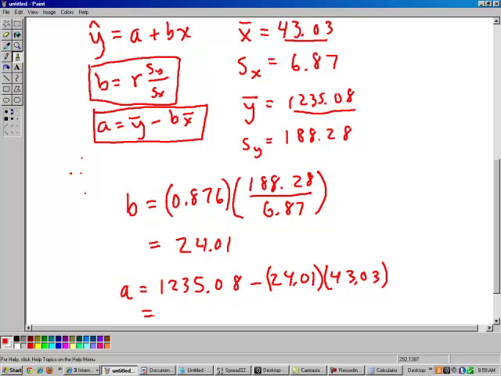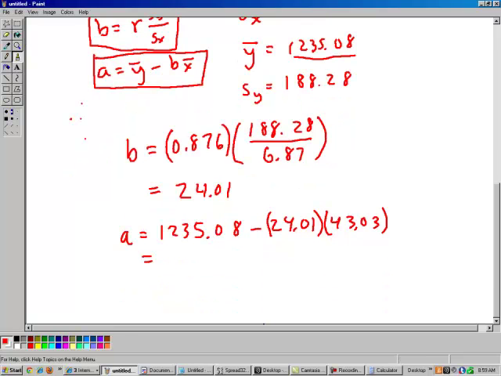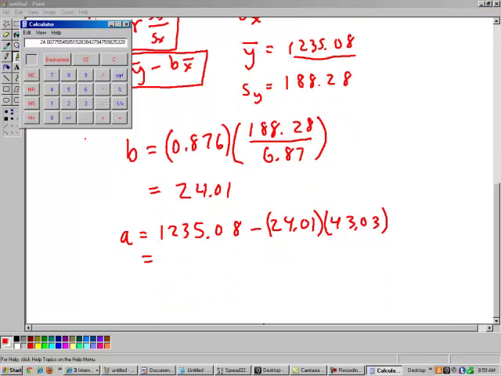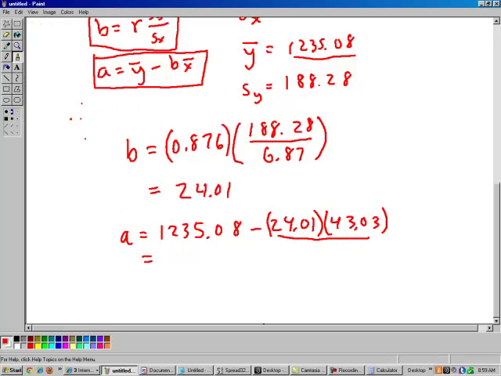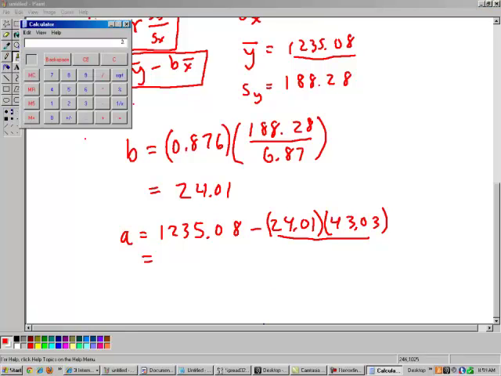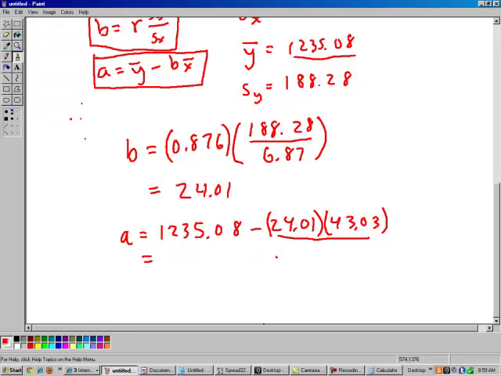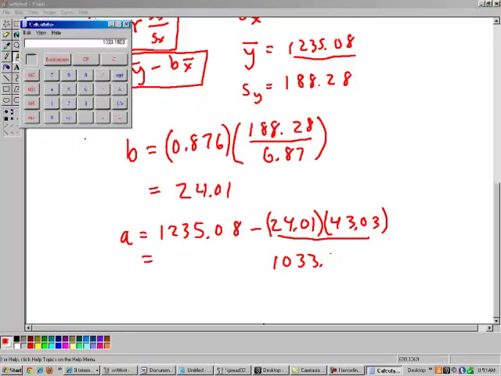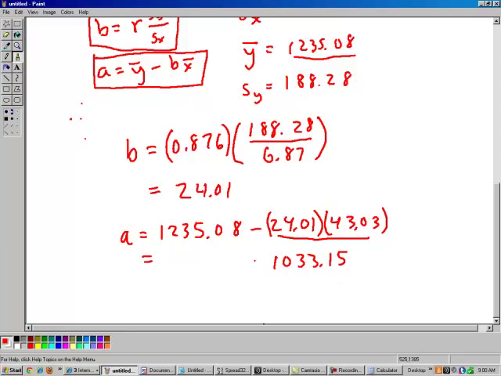So let's do this here. I'm not sure if the computer's calculator has order of operations built in, so just to be safe, I'm going to multiply 24.01 times 43.03. Let's do that first. 24.01 times 43.03 is 1,033.15. Okay, and then subtract that from 1235.08. Okay, back to the calculator.